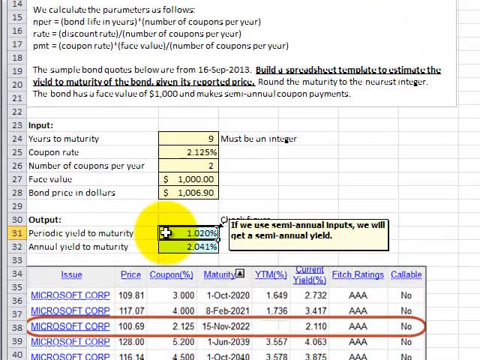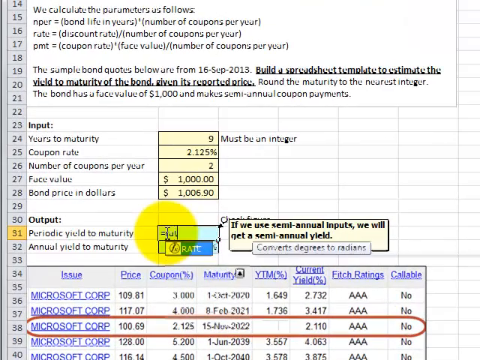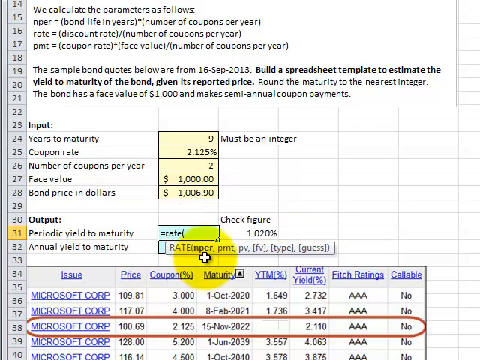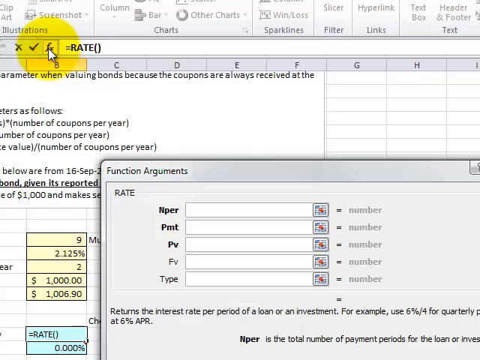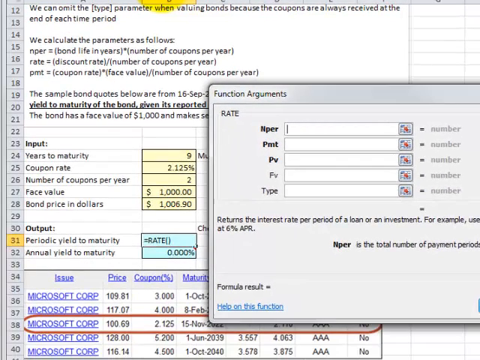Let's start from scratch here. We'll type equals rate and the left parenthesis, and Excel will prompt us for the input parameters. As we did before, we'll come up to the formula bar and click the Insert Function button, and Excel will prompt us for the inputs. The first parameter is NPER, the number of payments we're going to receive from the bond. The bond has a maturity of 9 years. It's going to make 2 payments a year, and so we will get exactly 18 payments during the bond's life.